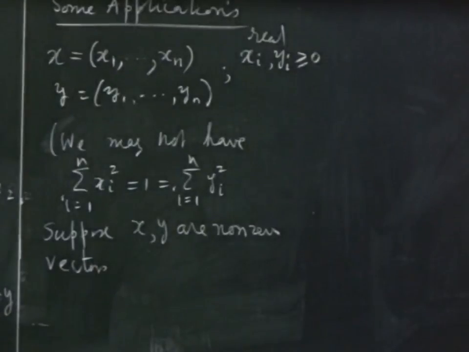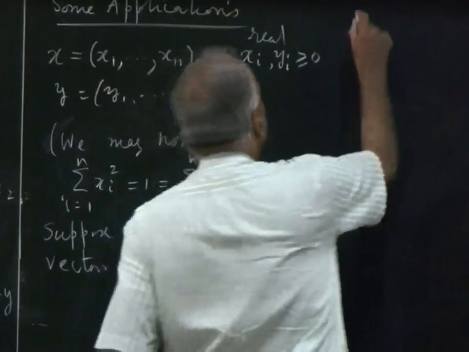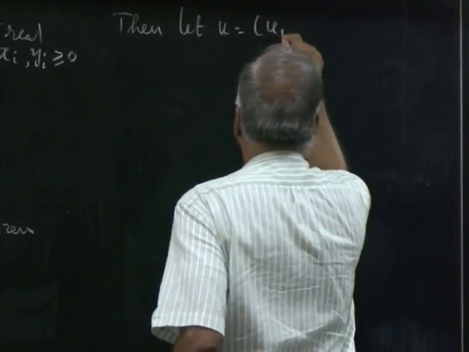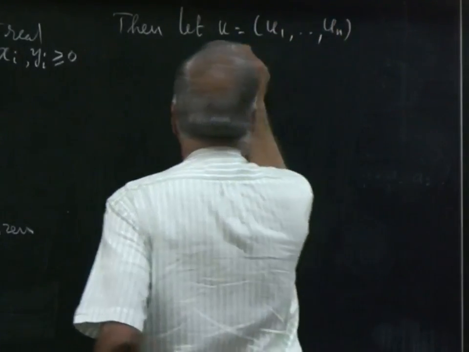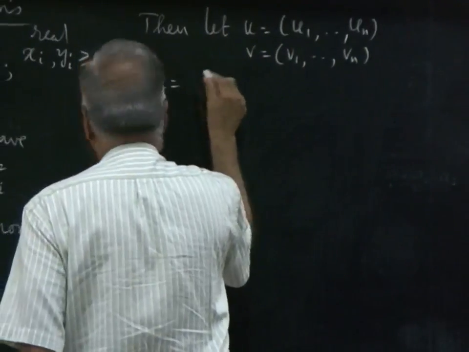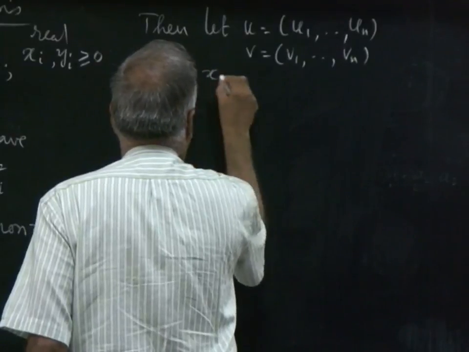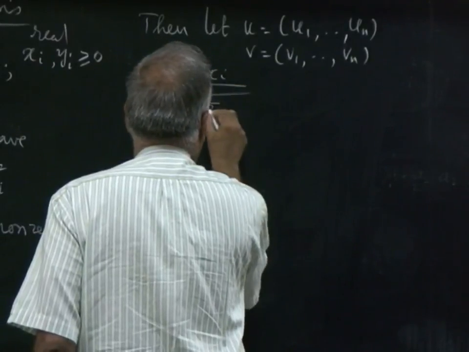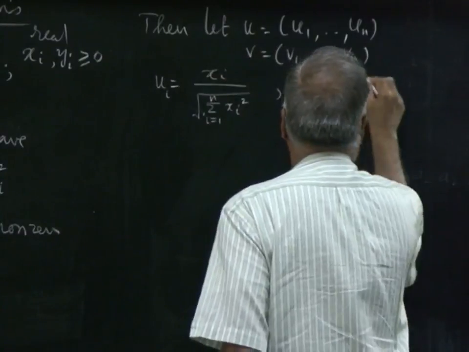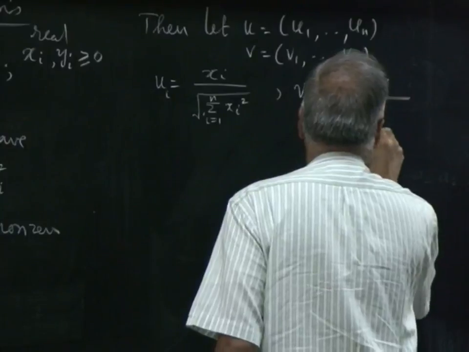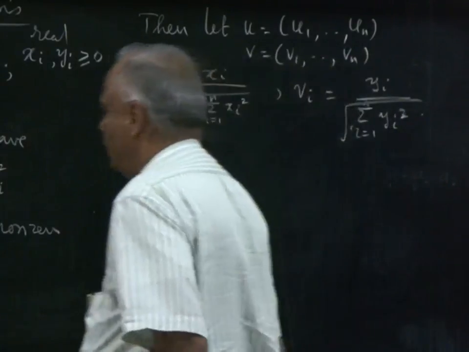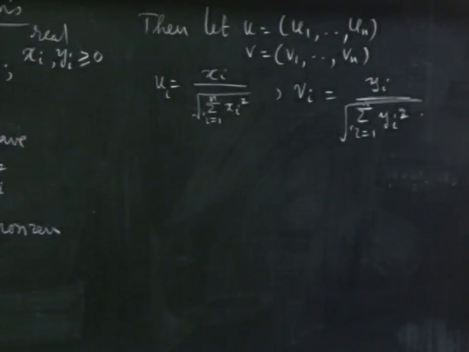Suppose x, y are non-zero vectors, then let u be equal to u1, u2, un, v be equal to v1, v2, vn, where ui equal to xi by square root of summation i equal to 1 to n xi squared, vi equal to yi by square root of summation i equal to 1 to n yi squared. Okay. So I have divided the vectors by their length.